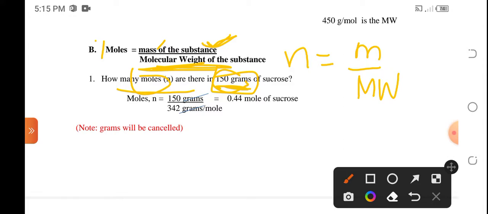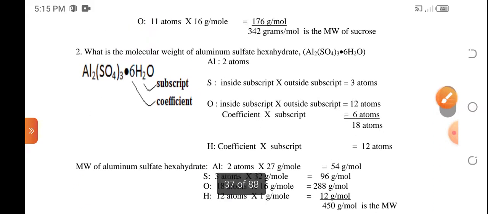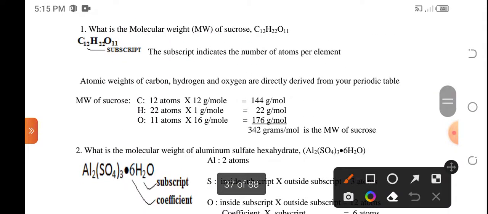So, kanina, okay, saan natin kukunin yung molecular weight? Yung kung paano natin ginawa ito. Okay?